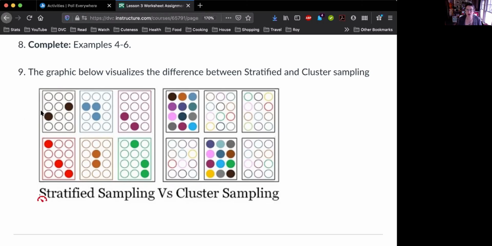So if 20% of the population's dots are black, then we're going to pick 20% of our sample from the black dots. Versus cluster sampling, this was the example with the counties. If we have six different counties, we pick two randomly and we sample everybody in those two counties. So with clusters, you're dividing them into groups and picking the whole cluster. And with stratified, we're dividing them into groups, but we're picking just a few in each group to make sure that every group is represented in our sample.